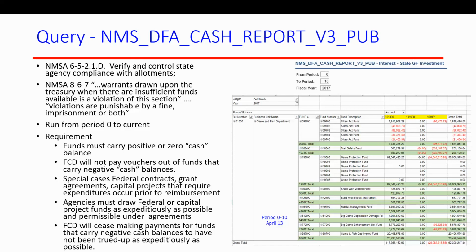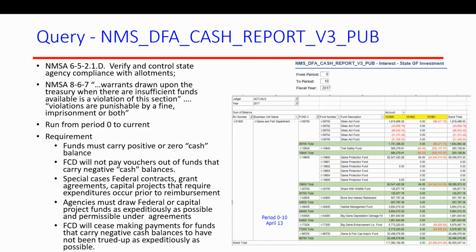Now, to run this particular query, you'll want to start from period 0 to the current period for the current fiscal year. So DFA, specifically Financial Control Division, runs this particular report on a weekly basis. What we're looking for is to ensure that funds carry a positive or zero cash balance. FCD will not pay vouchers out of funds that carry a negative cash balance. However, there are special cases.